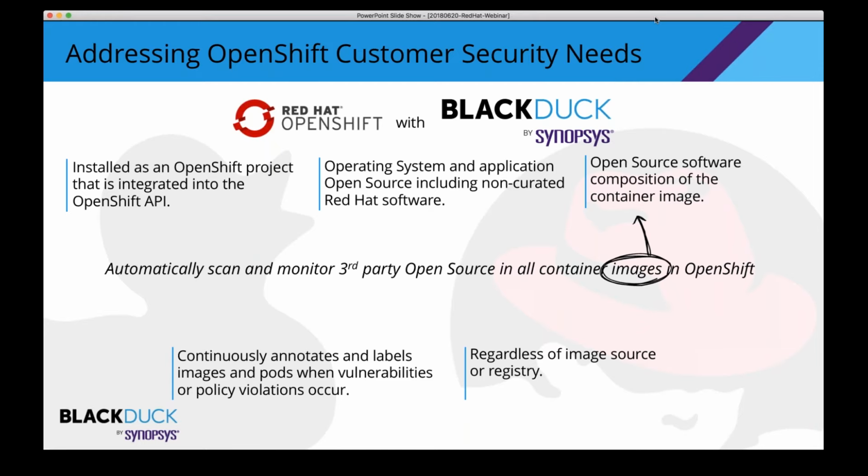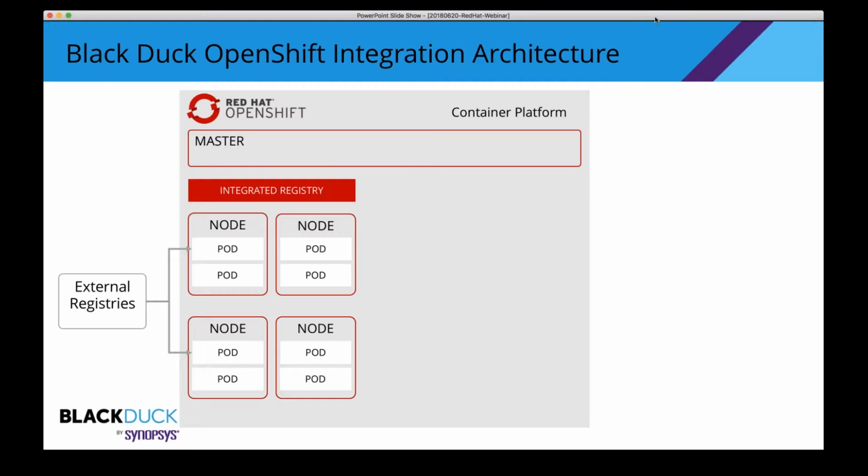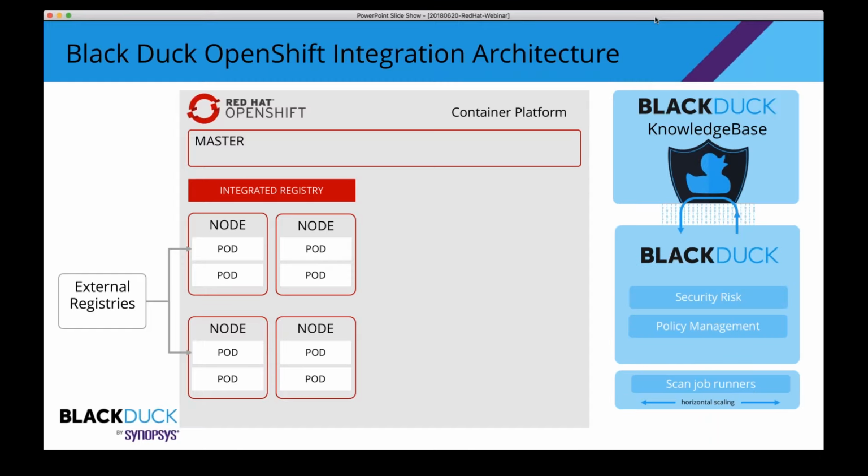So to take a look at the architecture in a little bit more depth, this is a high-level view of an OpenShift architecture with a master and one-to-many worker nodes. OpenShift obviously has an integrated registry, or you can pull in images from external registries, as I mentioned previously. We talked about the Black Duck knowledge base that's typically hosted in Black Duck's data center, feeding information to the Black Duck web application, the hub, which pulls information from the knowledge base, and that can be installed within OpenShift as well.